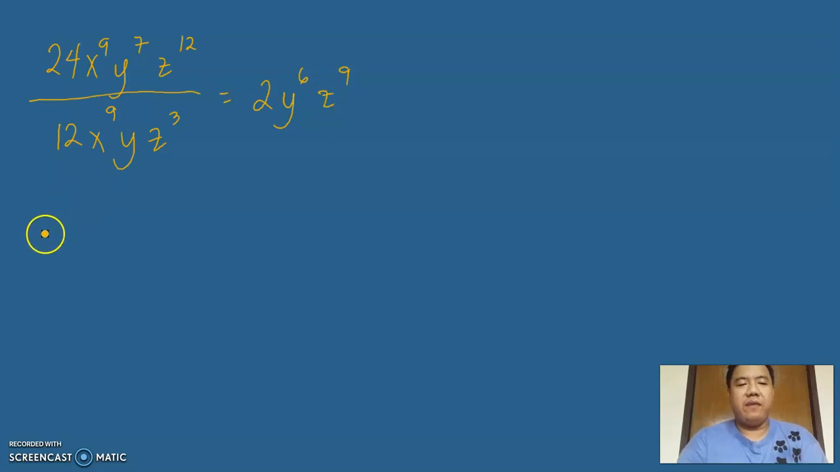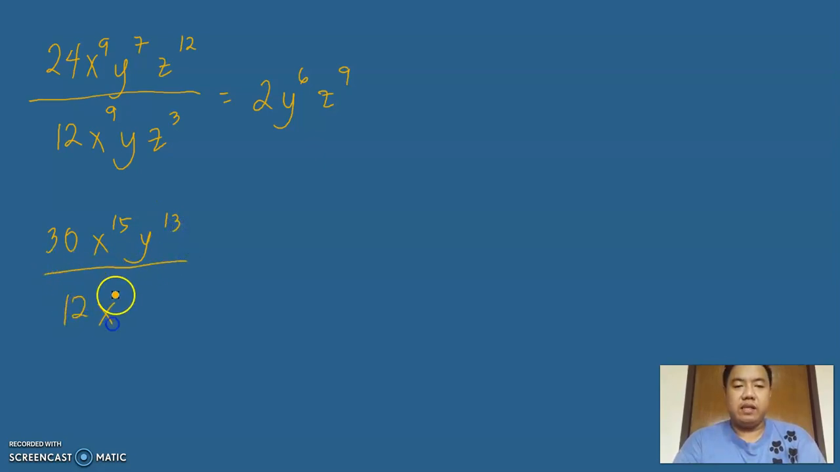What if I have here 30 x raised to 15 y raised to 13 all over 12 x raised to 10 y raised to 2. What is 30 divided by 12? Sir, hindi naman po siya ng maayos or complete. Kumbaga nga, hindi naman siya divisible. So let's just have the lowest term of 30 over 12. Both numbers are divisible by 6.